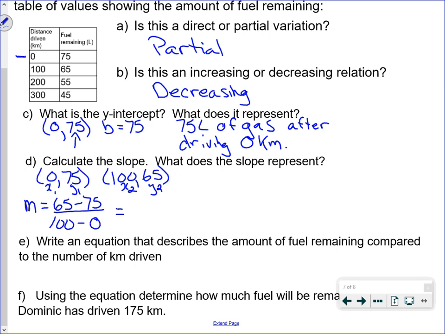So when we calculate this, 65 minus 75 is negative 10. 100 minus 0 is 100. When we divide this, we'll get negative 0.1.